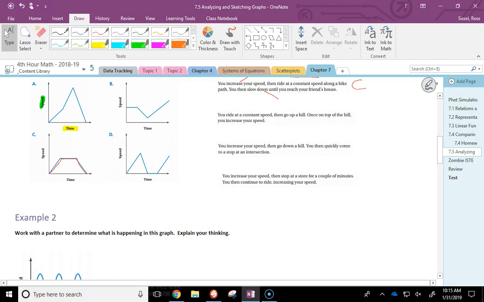Next one. You ride at a constant speed. Then you go up a hill. Once on top of the hill, you increase your speed. So if I said B, a constant speed means I'd be doing a horizontal line. If I go up a hill, what do you think is going to happen to my speed? It's probably going to make me go down. Once I get on top of the hill, I'll be coming down, I'll be going faster. So we're going to look for straight, down, then up. Straight, slower, faster. Good.